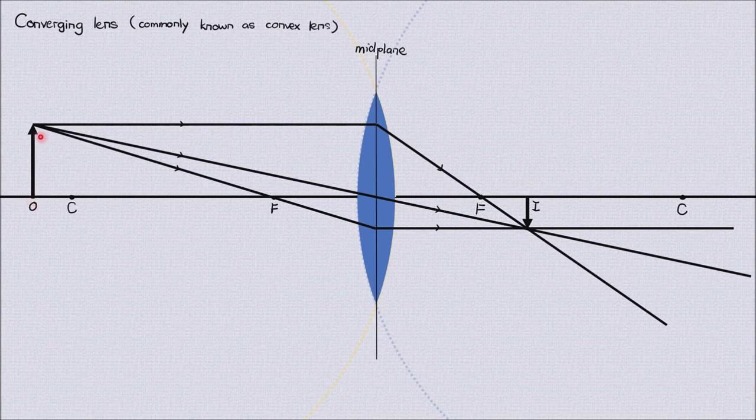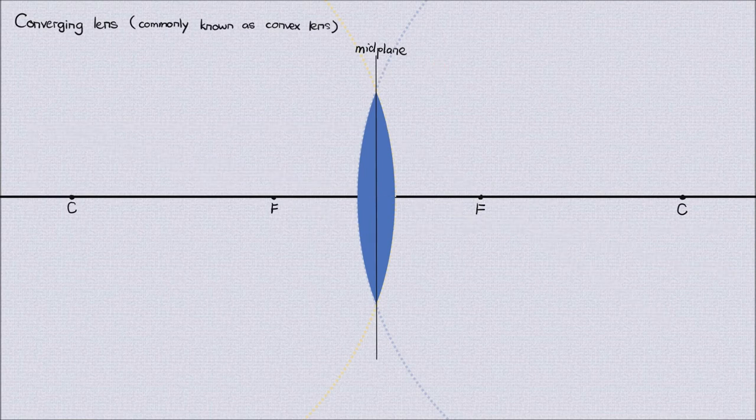Remember some stuff. You need to label the arrows to represent object and image. You need to label O and I to represent object and image. For your rays, remember to draw the arrows to indicate the direction of the rays. Okay, so these are some of the important stuff. The mid plane is quite important to draw, but these dotted lines for the center, for the circles, are not needed at all. Okay, so that is a ray diagram for a converging lens.